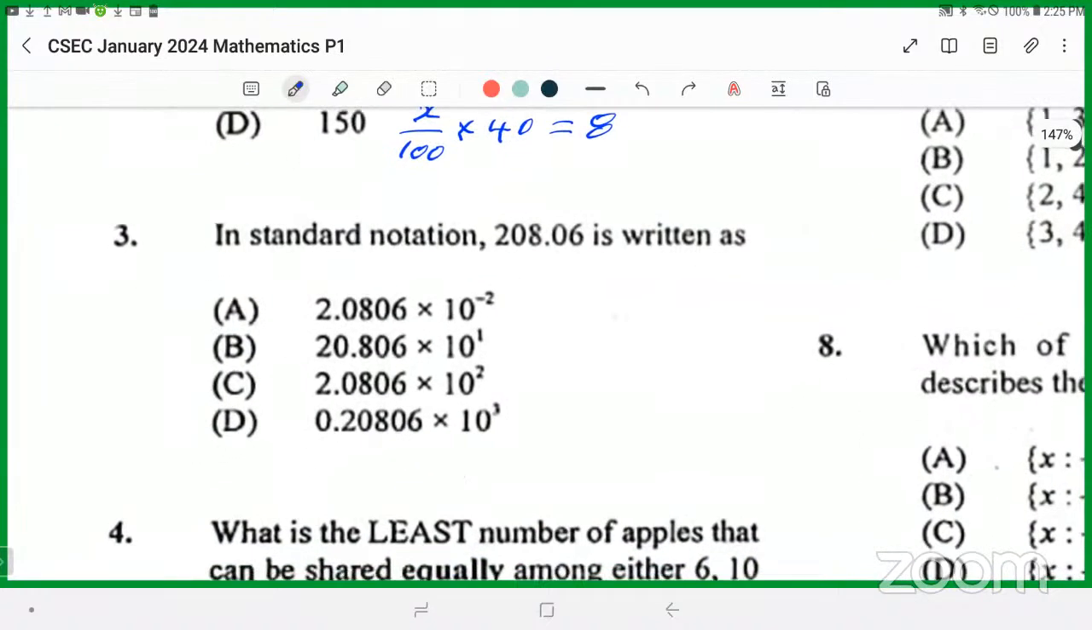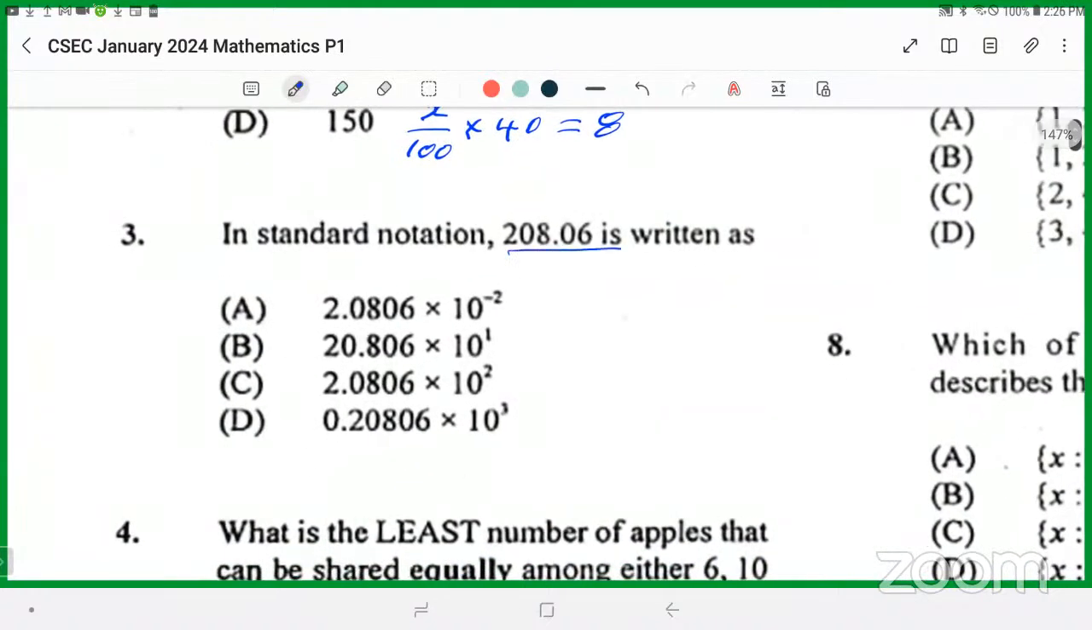Next part wants us to write this thing in standard form. So, firstly, this is in the 200s, in the hundreds. You know it's going to be a 10 squared value. If a value is in the thousands, it's going to be to the 10 cubed value and so on.